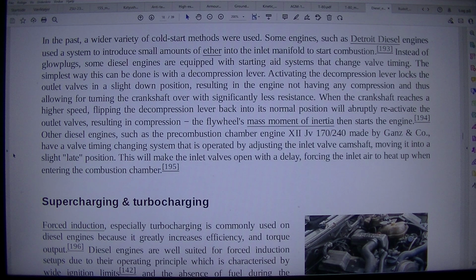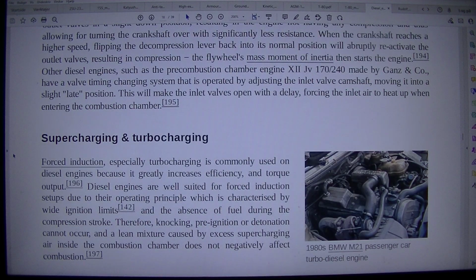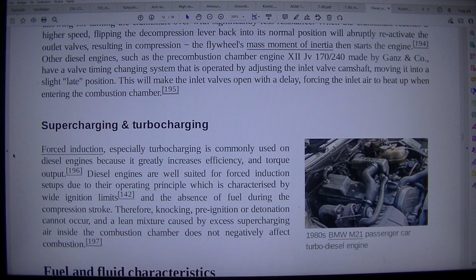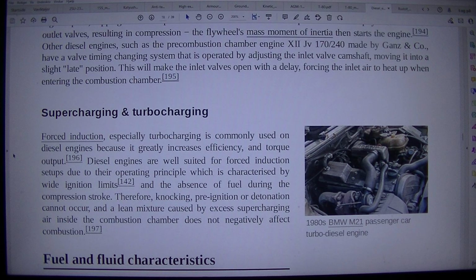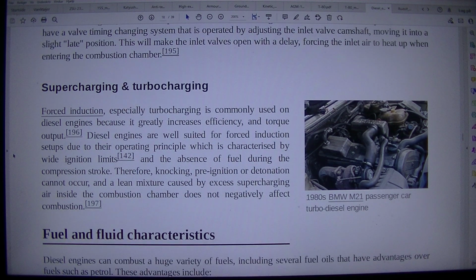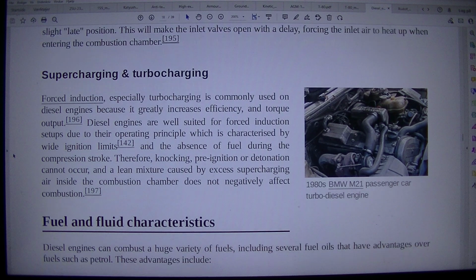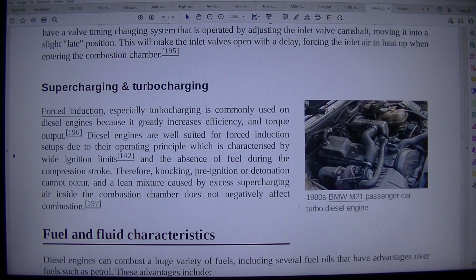194. Other diesel engines, such as the pre-combustion chamber engine 12JV170/240 made by Gans and Company, have a valve timing changing system that is operated by adjusting the inlet valve camshaft, moving it into a slight late position. This will make the inlet valves open with a delay, forcing the inlet air to heat up when entering the combustion chamber.